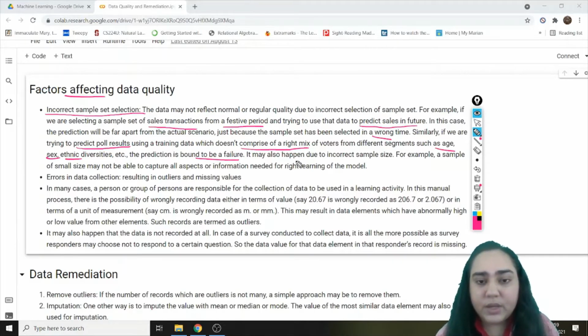Okay. You can also have a problem with incorrect sample size. For example, you might go ahead and collect a very small sample size. Okay, so the sample size is so small it does not give you a proper prediction. The second type of factor that can affect your data quality is errors in data collection.